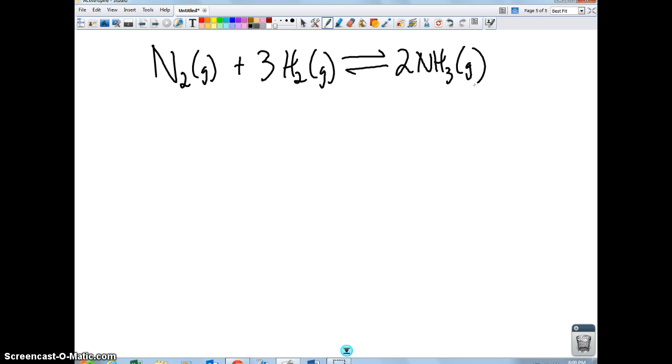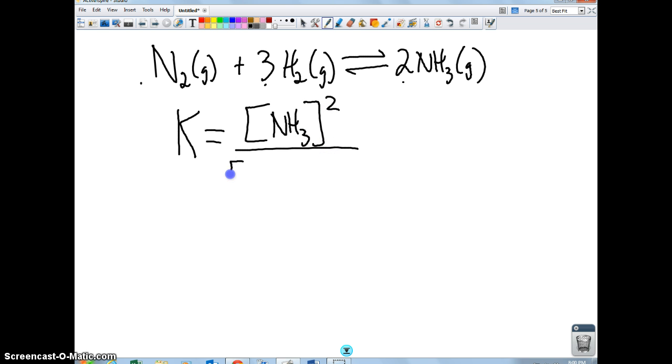Again, this is a balanced equation with a coefficient of 1, a coefficient of 3, and a coefficient of 2. To write the equilibrium expression for this reaction, K is going to be equal to the concentration of ammonia squared divided by the concentration of nitrogen to the first power, I'm not going to write the 1, but you get the idea, times the concentration of hydrogen to the third power.